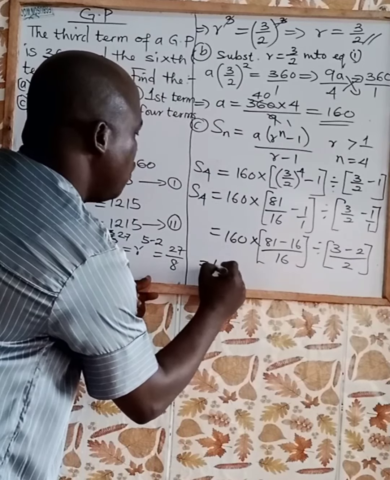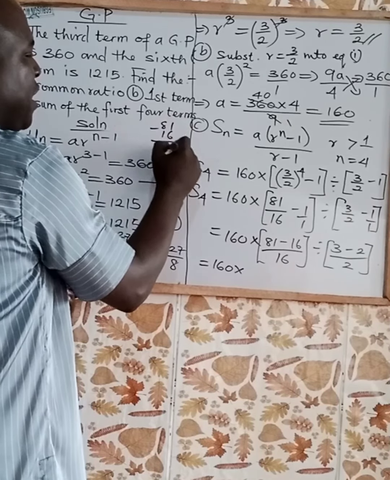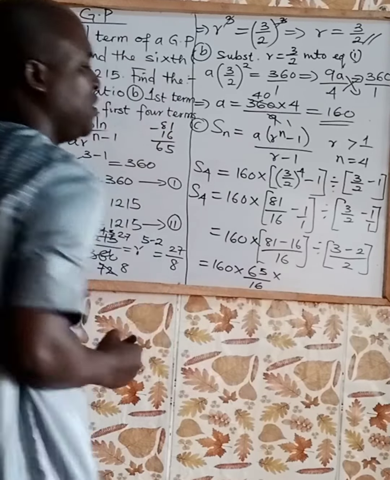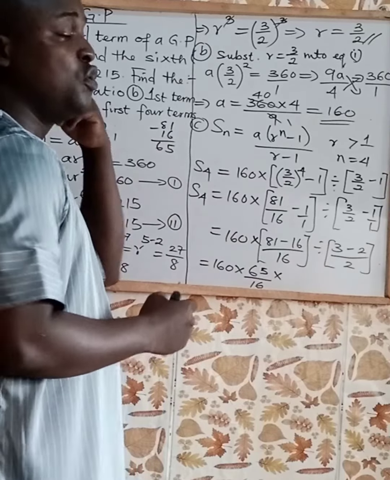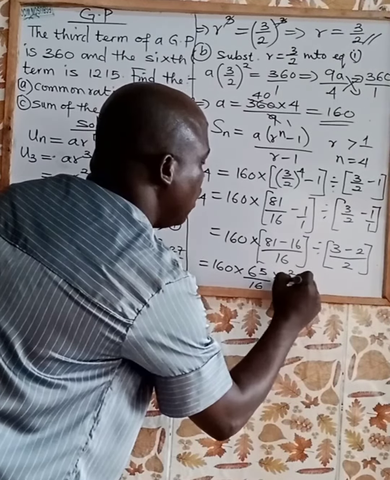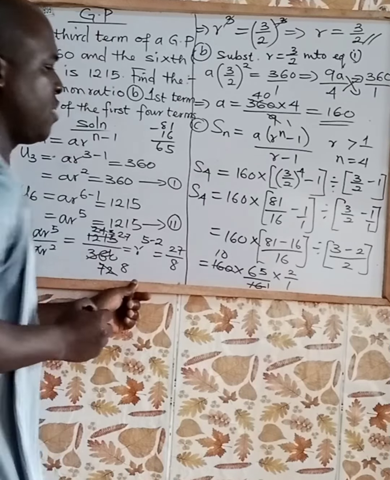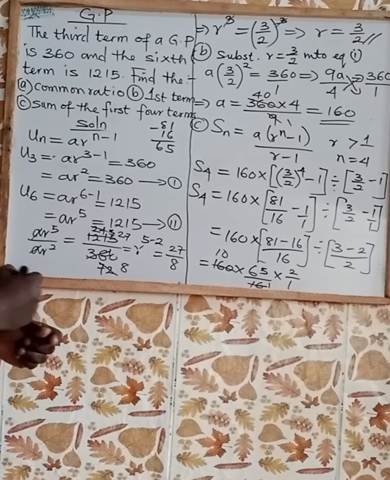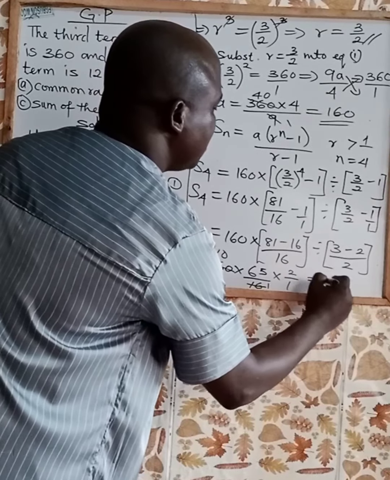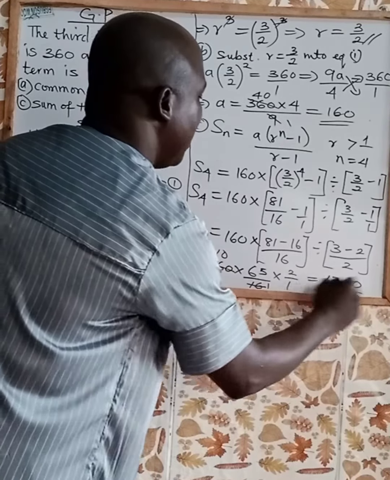So I'm going to have 160 times (81 minus 16) over 16, divided by (3 minus 2) over 2. 81 minus 16 gives 65, and 3 minus 2 gives 1. So I have 160 times 65 over 16, divided by 1 over 2. Of course, I want to change this division to times, so the 2 will go up. I have 2 over 1 here. 16 into 160 is 10. I have 2 times 65. What is 2 times 65? That should give us 130. So 130 times 10 will give us 1,300. That is the S4 that we are asked to find.